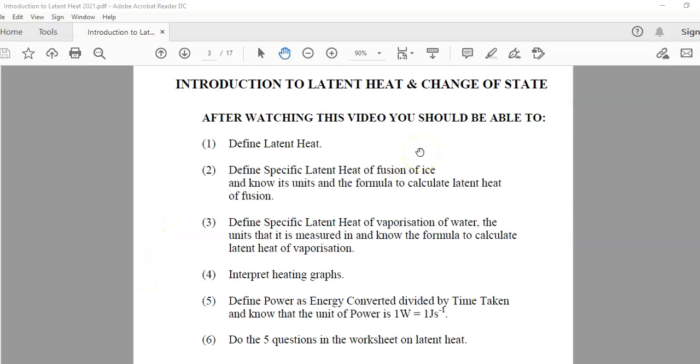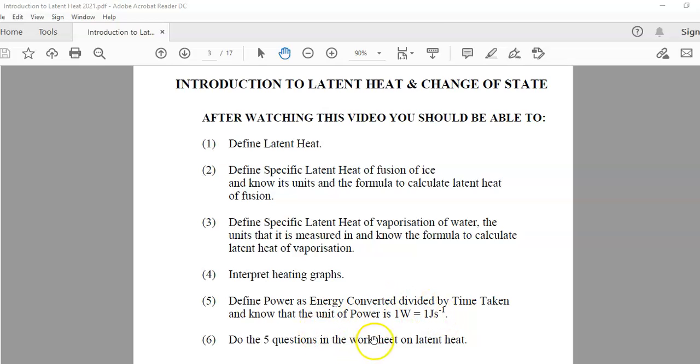Now, after watching this video, I hope you will be able to do the following. Define latent heat. Define the specific latent heat of fusion of ice, know the units that it's measured in, and the formula used to calculate it. Similarly, for specific latent heat of vaporization of water, you need to know the definition, the units, and the formula needed to calculate it. You should also be able to interpret what are known as heating graphs, sometimes called cooling graphs. You should know that power is energy divided by time, and that the unit of power is the watt, which is a joule per second.